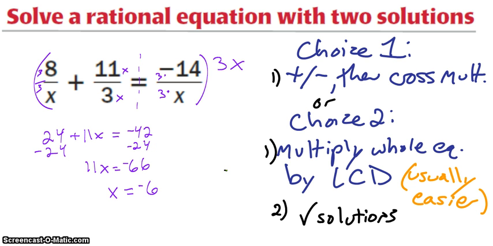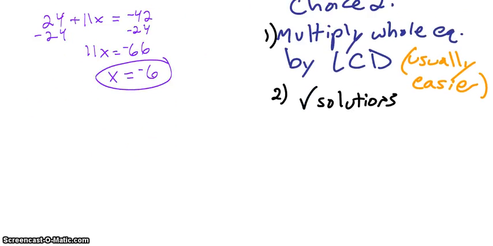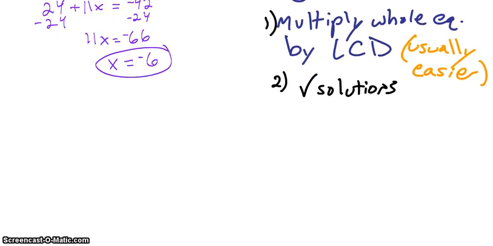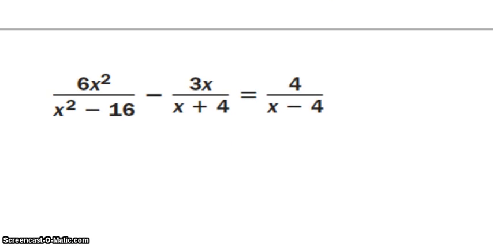Now I do want to make that excluded value list. So x here cannot equal 0. Since negative 6 is not the same thing as 0, I know my answer is going to work. If you wish to go ahead and check and plug into those atrocious fractions, feel free. However, once you have your excluded value list, you're okay.